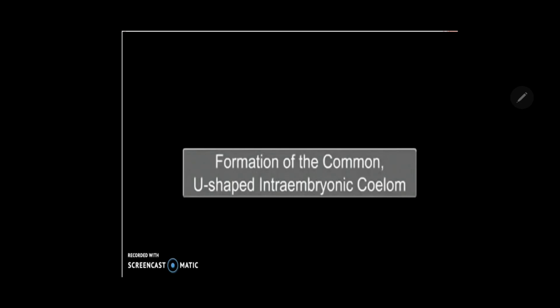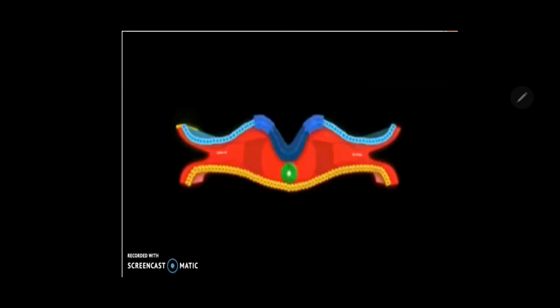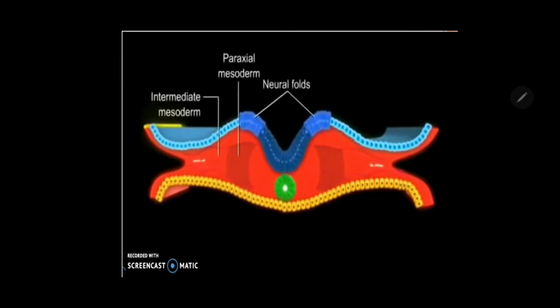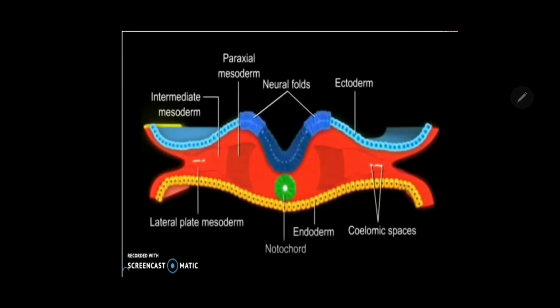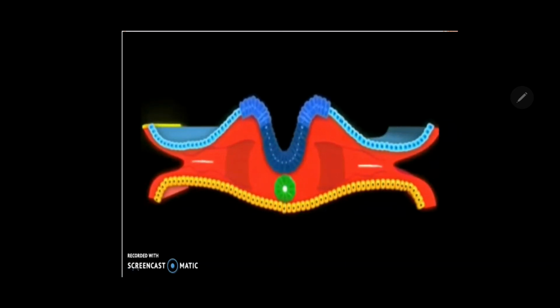Now let us see the video of the development of the diaphragm. First there will be formation of the intraembryonic coelom. You are seeing the embryonic germ disc from above, and this is the transverse section where you can see the three germ layers: ectoderm, mesoderm, and endoderm. And mesoderm is again divided into three parts.